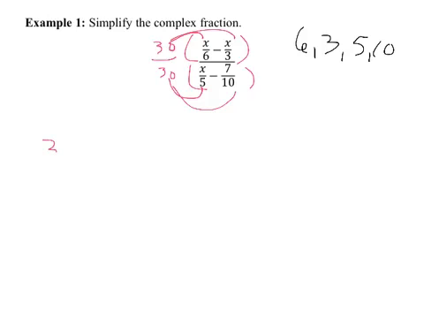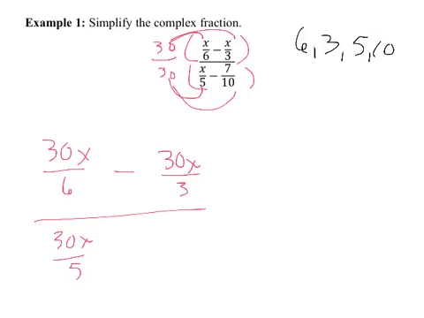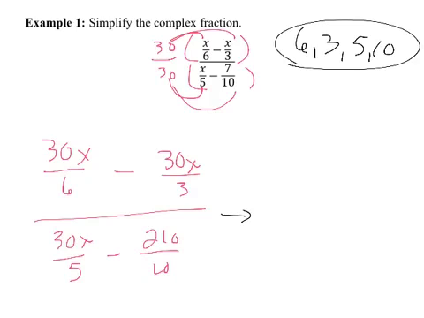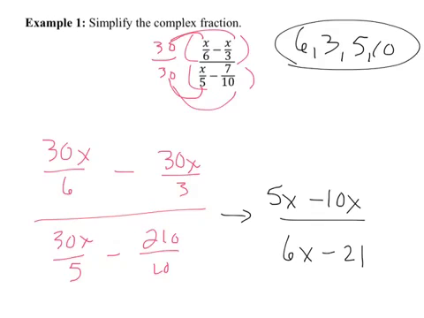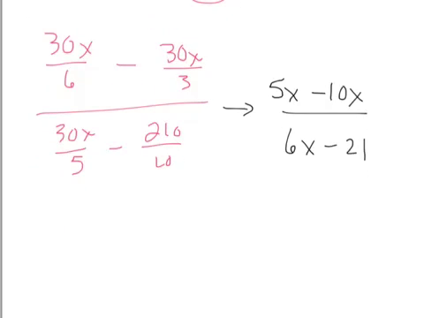When doing so, we end up getting 30x over 6 minus 30x over 3 all over 30x over 5 minus 210 over 10. And what we'll see is that conveniently, these numbers all happen to reduce nicely because we found the common denominator of all of the denominators themselves. So we end up getting 5x minus 10x all over 6x minus 21. Now, simplifying further, the numerator becomes negative 5x all over 6x minus 21.